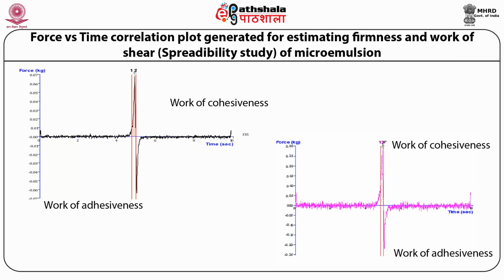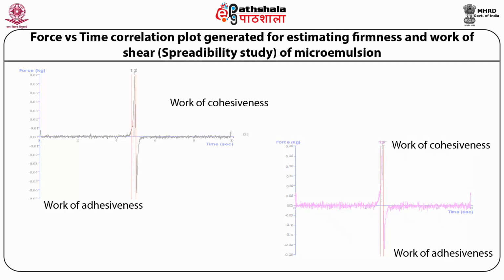These graphs are generated when a sample of pre-concentrated microemulsion is tested utilizing the spreadability probe, and a force versus time correlation is generated. The peak on the positive side of the graph is work of cohesion, and that on the negative, lower part is work of adhesion. Subtracting work of adhesion from work of cohesion will give us work of shear.